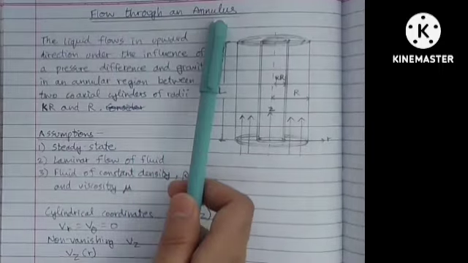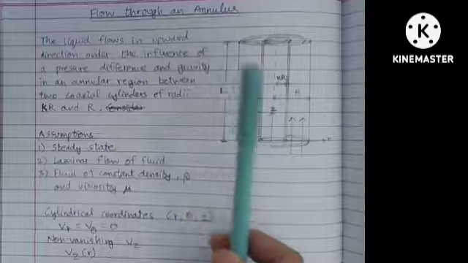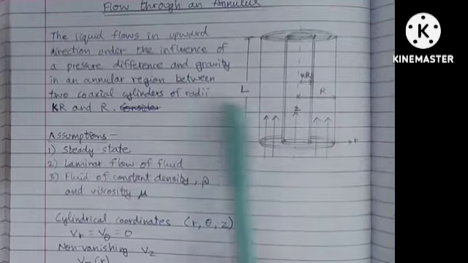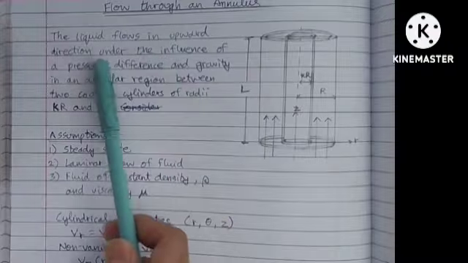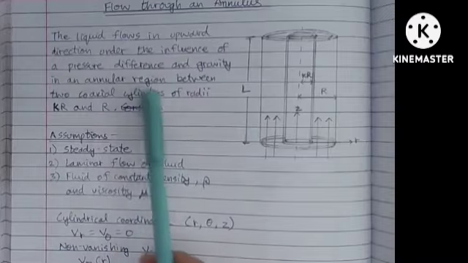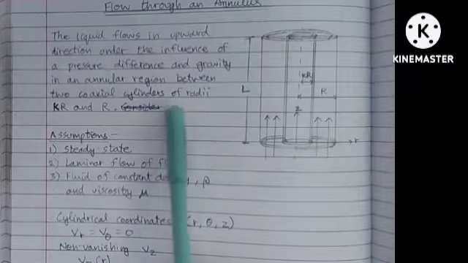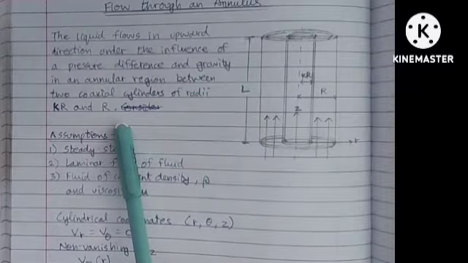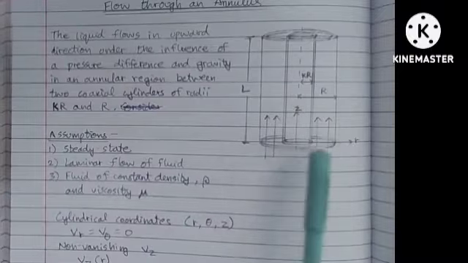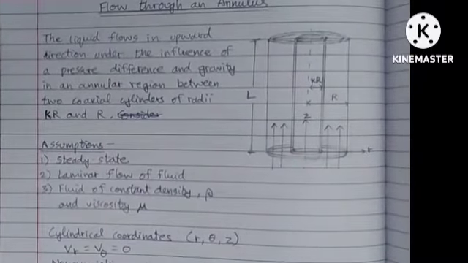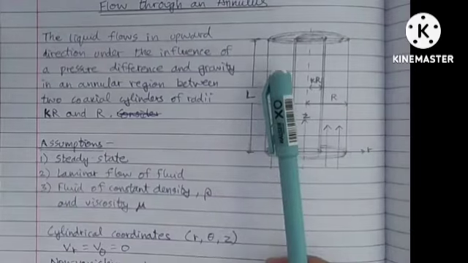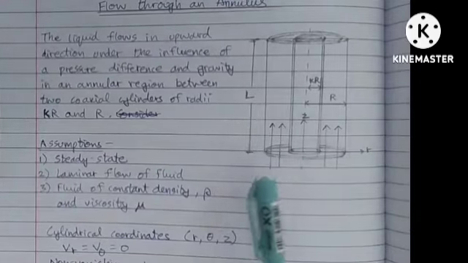Flow through an annulus. In this part, we'll see flow of a liquid through an annulus between two coaxial cylinders. The liquid flows in upward direction under the influence of a pressure difference and gravity in an annular region between two coaxial cylinders of radii kappa r and r. So it is flowing in upward direction. Let the length of the cylinders be L.